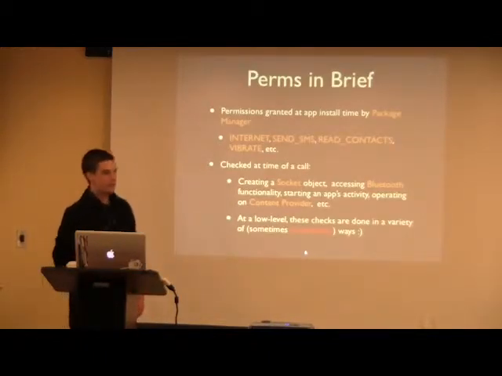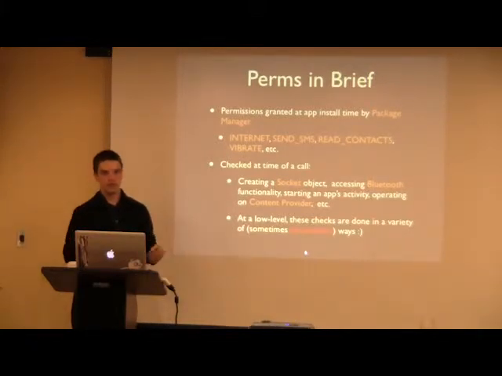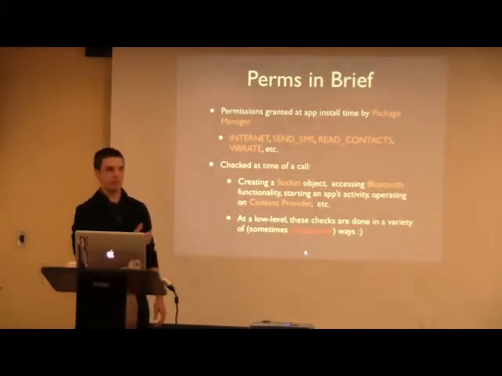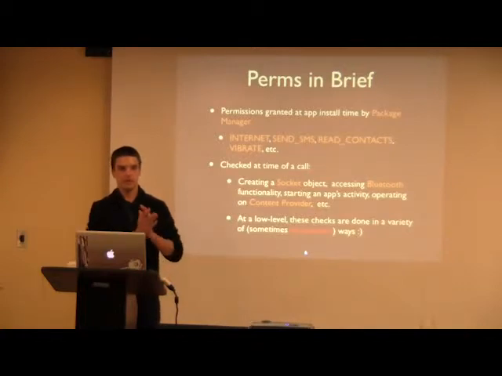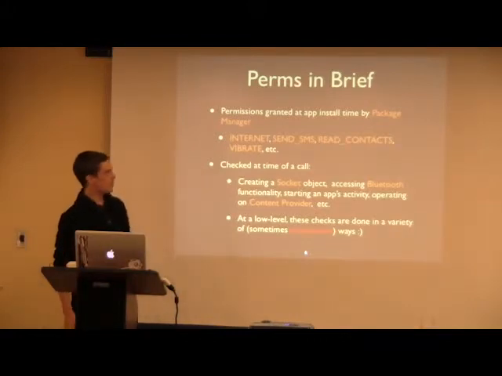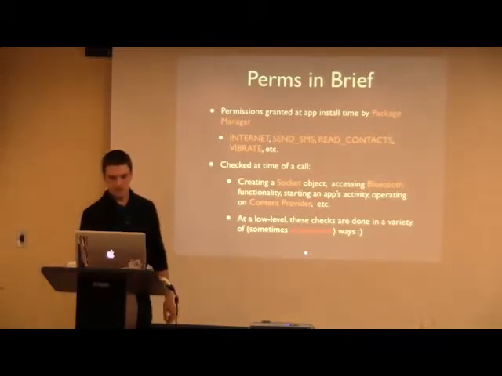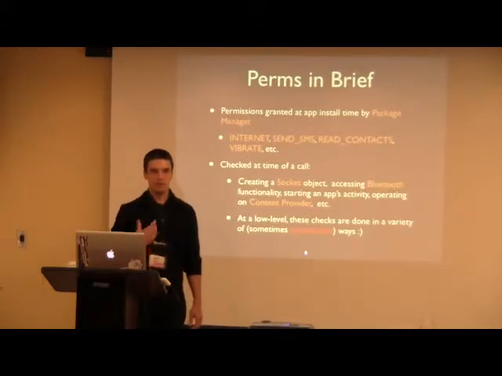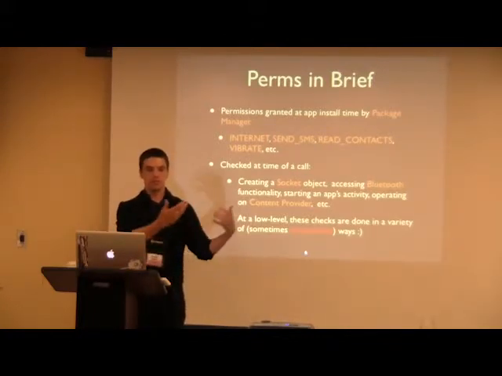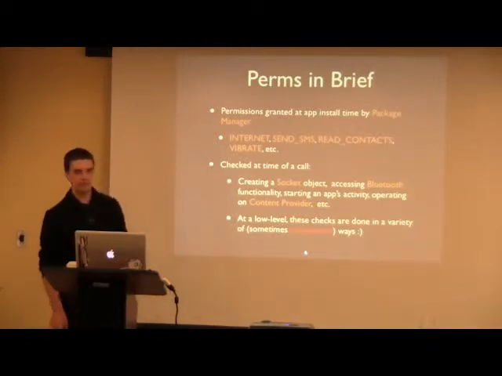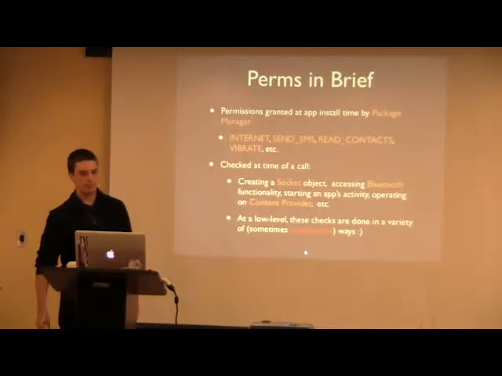Just briefly, permissions, otherwise known as capabilities, are in Android parlance called permissions. These are granted at application install time by the package manager based on what's declared in the Android manifest, that nice little fat XML file that talks all about what the app is going to do and what its name is. These include things like internet, send SMS, read contacts, vibrate, which my phone just did, etc. Typically these permissions are checked for the bearer, the app that's calling some function that requires this permission, at the time of a call. What we're going to see throughout this presentation is that these checks are sometimes done in an inconsistent way, and we'll give you a few examples of those.